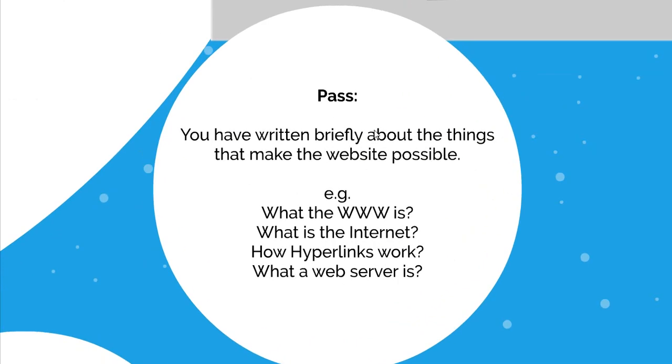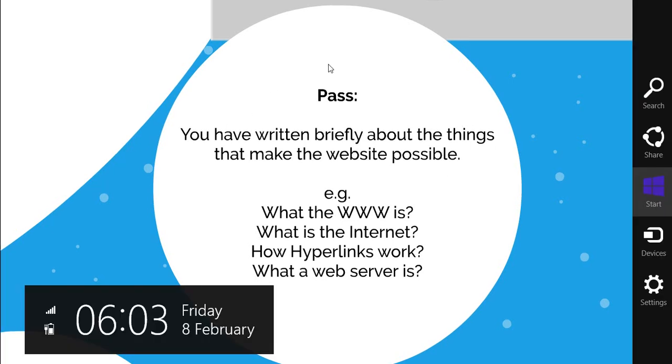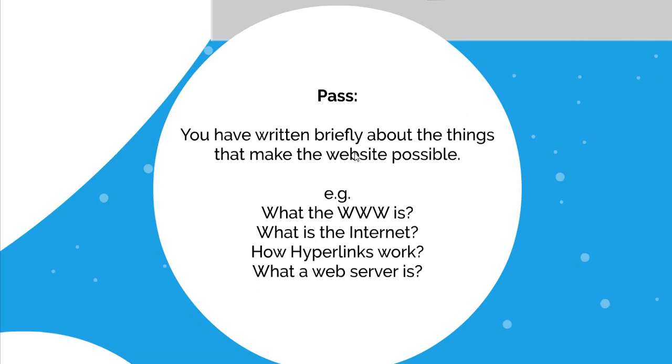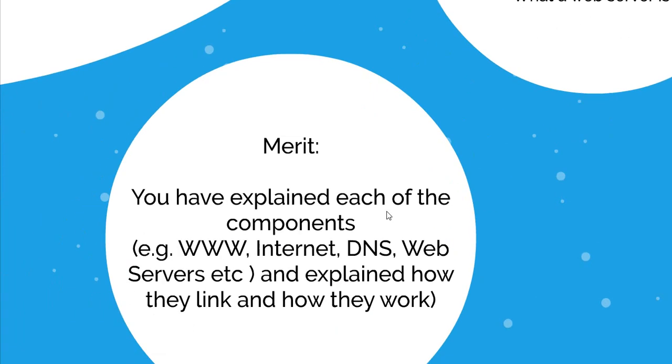Now, to give you an idea of how to get a grade for this first assignment. So to get a pass, you've got to show that you have just written briefly about the things that make the website possible. So just brief write-ups of what the World Wide Web is, what is the internet, how a hyperlink works, what a web server is, and so on. But link it into the web page that your website you're focusing on.